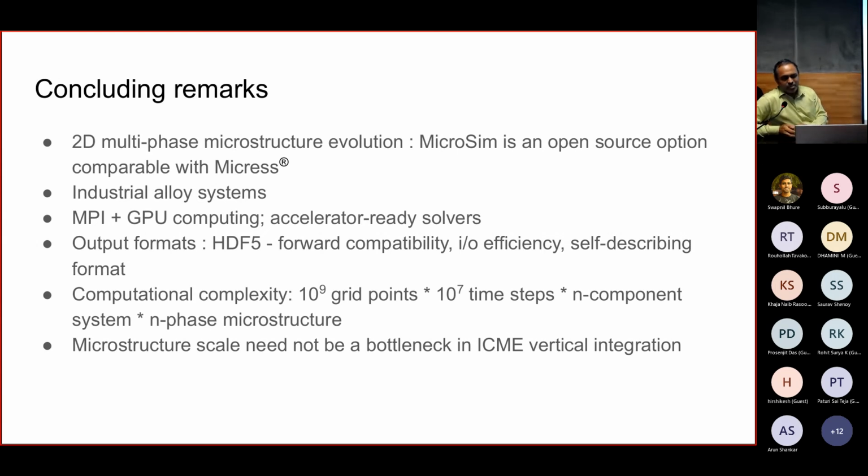So I think when it comes to 2D multiphase microstructure evolutions, I would say MicroSim is very, very comparable with Micress. We have actually done that to show you, and we'll be happy to do that for any other case study that you may want to check out. Industrial alloy systems is not a limitation for us, because in this version we are able to handle that. And there is something that is very definitely not possible at all with Micress or other such tools, which is MPI plus GPU computing, where the solvers are accelerator ready.